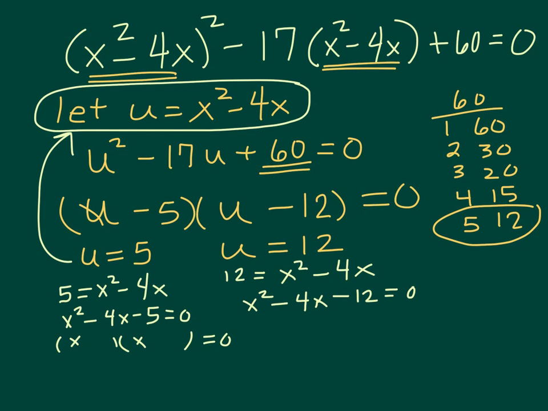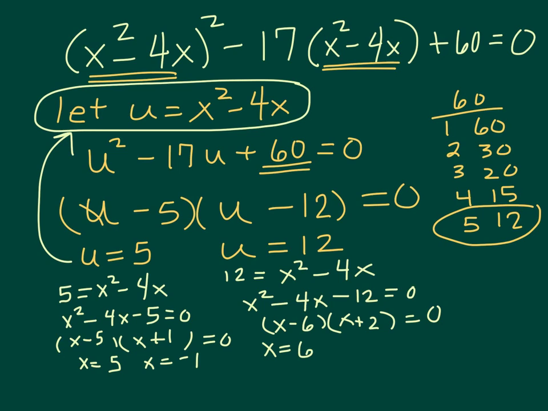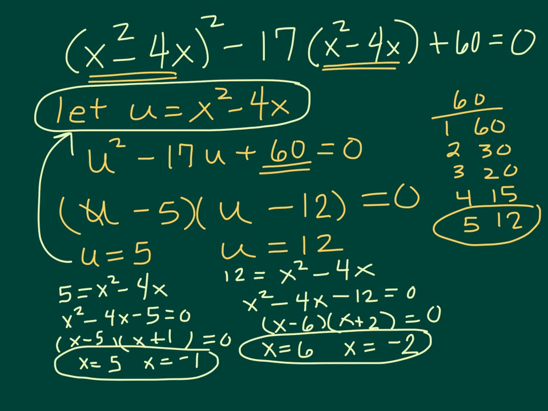Two things that multiply to negative 5 and add to negative 4 would be negative 5 and positive 1, giving us a final answer of x equals 5 and x equals negative 1. And for our second part, two things that multiply to negative 12 that add to negative 4, we might get minus 6 and plus 2 for a final answer of x equals 6 and x equals minus 2. So we have 2 answers here and an additional 2 answers here.